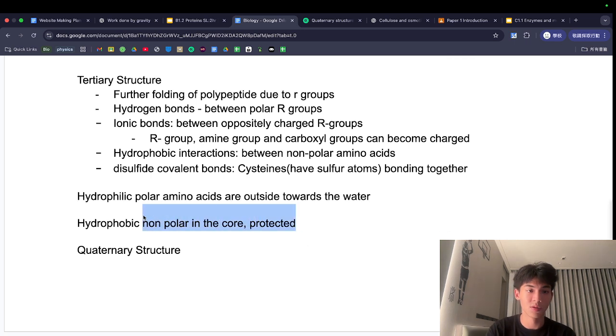During tertiary structure, the hydrophilic, which is the polar part, will go outside of the protein, because it is hydrophilic, so it can attract water and it will protect the hydrophobic nonpolar part in the core, so it won't have to interact with water.